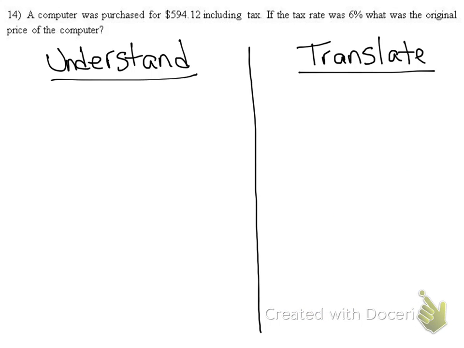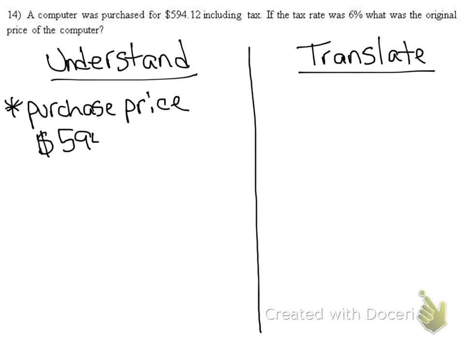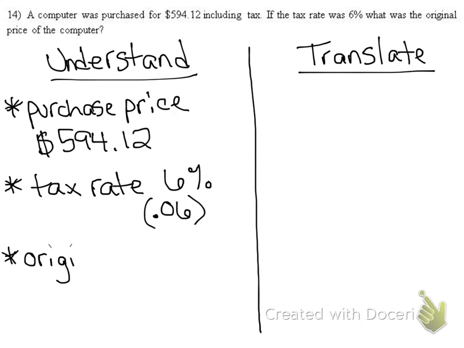Problem 14 says a computer was purchased for $594.12 including tax. If the tax rate was 6%, what was the original price of the computer? So again, we're going to go through the 4 steps of problem solving. I'm going to start by organizing the information that they gave us. They gave us a purchase price, they gave us a tax rate, and they tell us that our job is to solve for the original price.